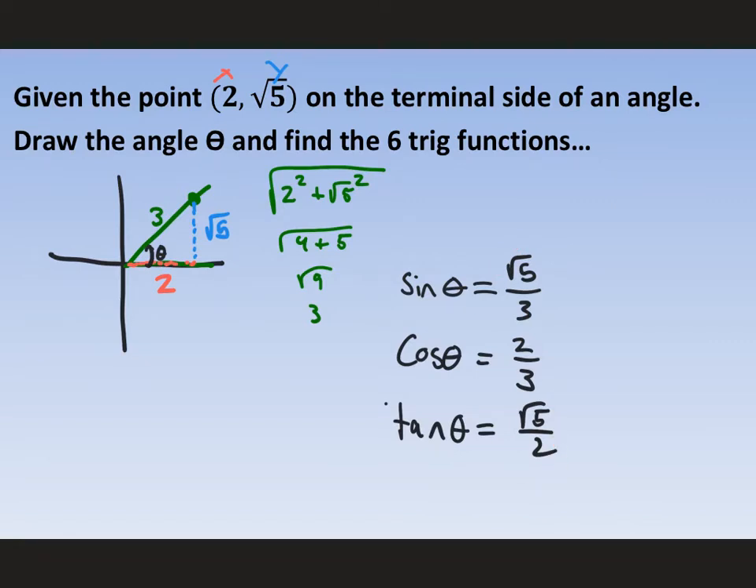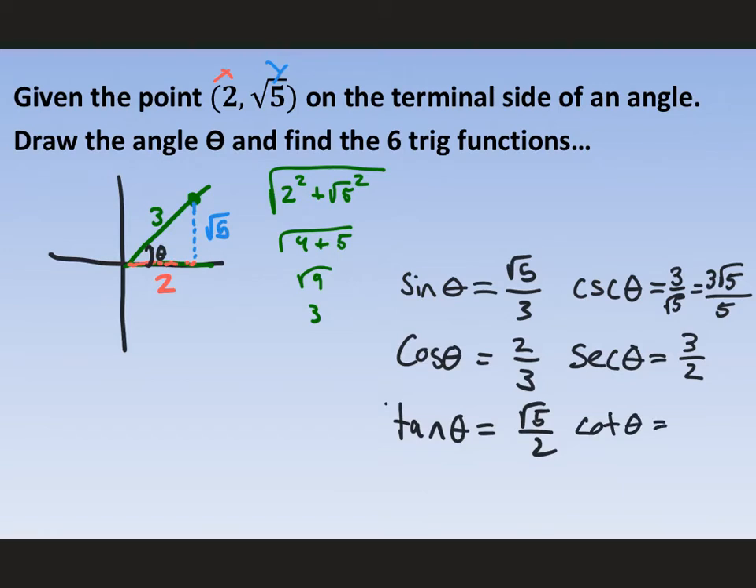Okay, so sine goes with its reciprocal, which is cosecant of theta, and that's 3 over root 5, which we will rationalize to be 3 root 5 over 5. Cosine goes with its reciprocal, which is secant of theta, which is 3 over 2. And tangent goes with its reciprocal, cotangent of theta, which is 2 over root 5, which simplifies to 2 root 5 over 5. So we finished the problem.